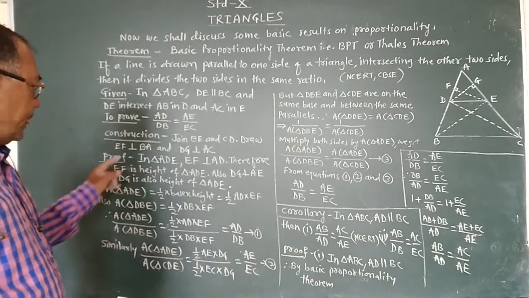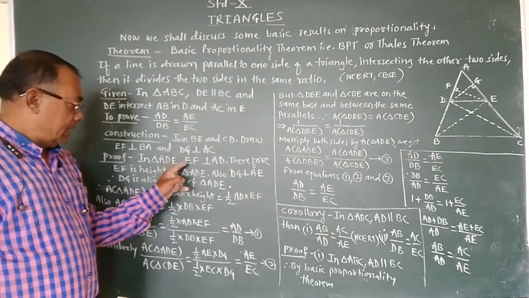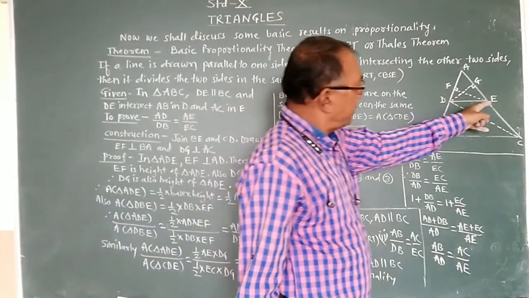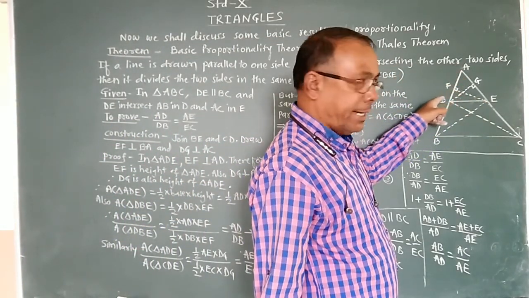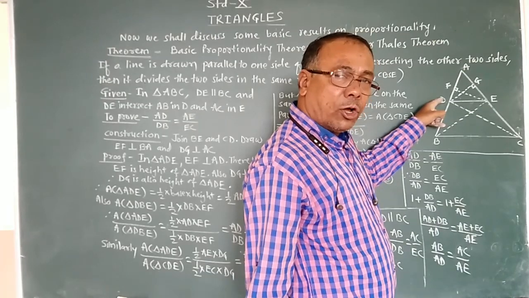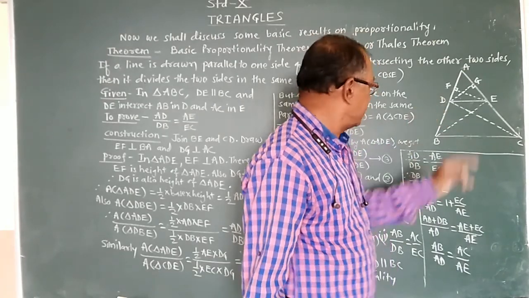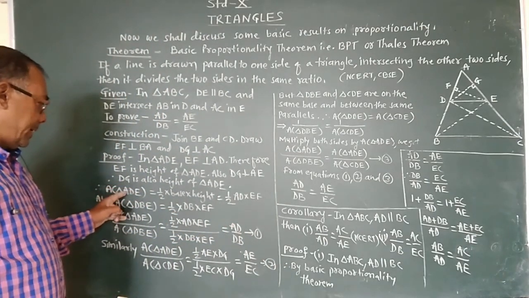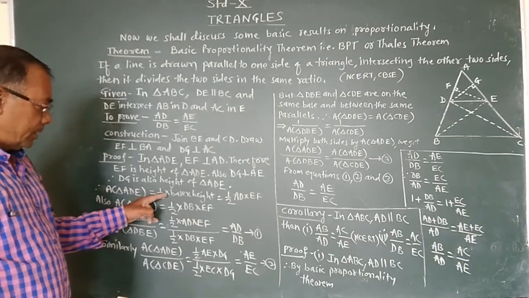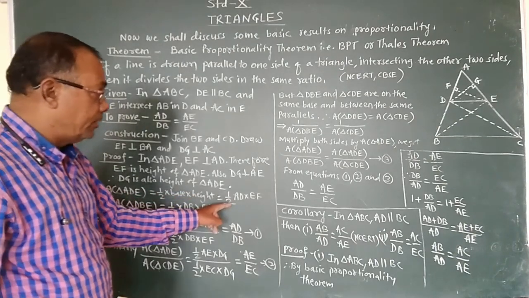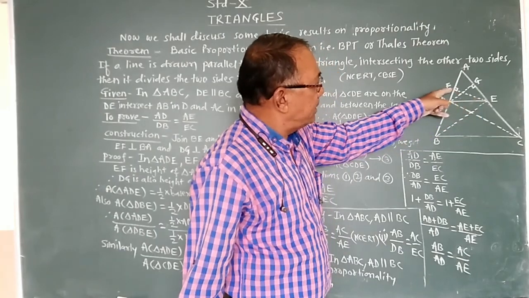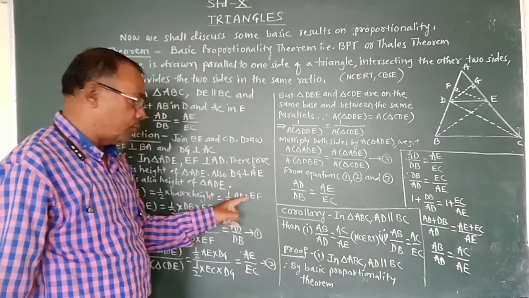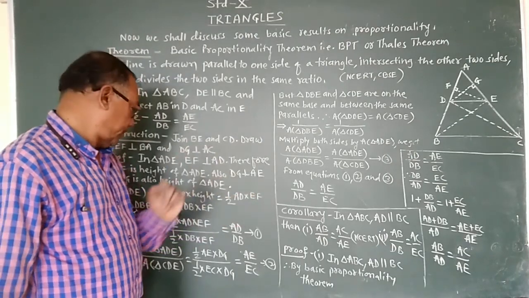It is given that in triangle ADE, EF is perpendicular to AD. Here EF is perpendicular to AD, and then we can write the area of the triangle. Area of triangle ADE is equal to 1/2 into base into height, that is equal to 1/2 into, if the height is EF then the base is AD. So we have written here 1/2 AD into height EF.